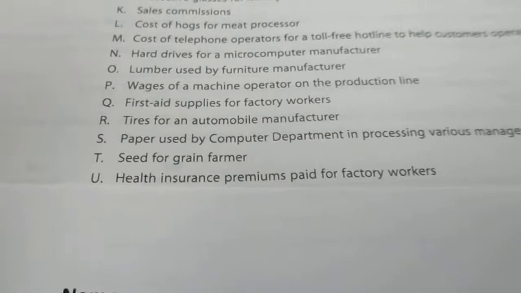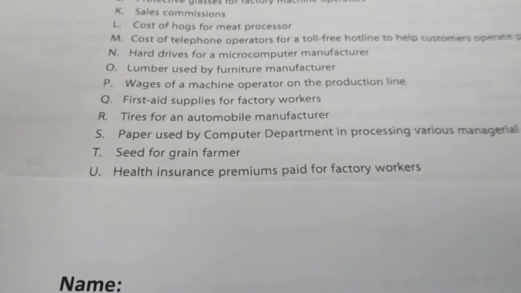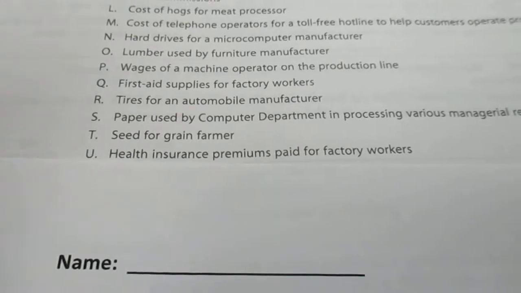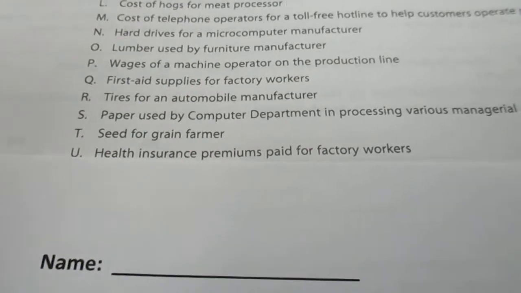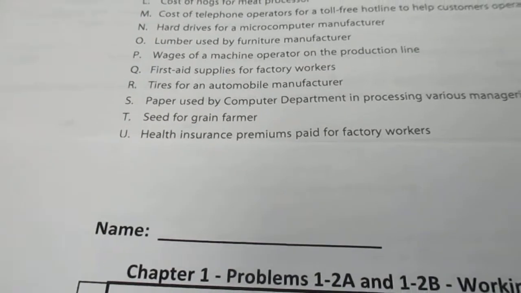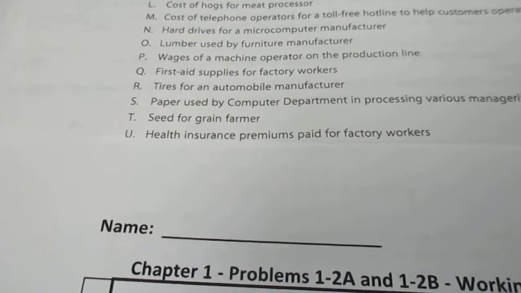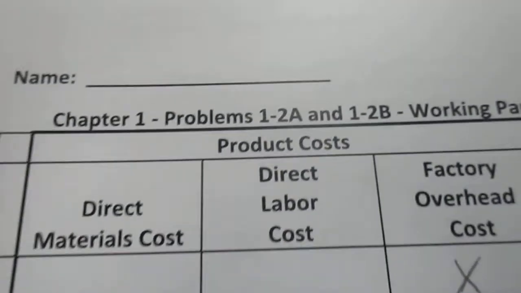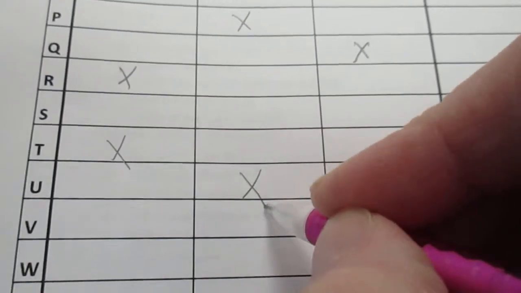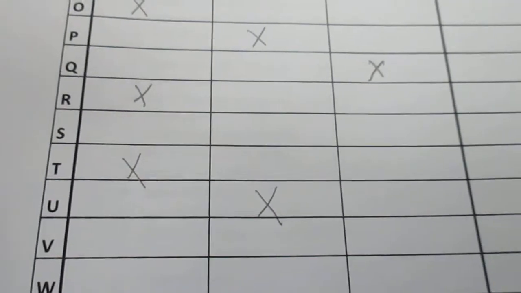Letter U, health insurance premiums paid for factory workers. Again, we're talking about factory workers, so it has to fall in one of the first three. Health insurance is actually part of labor costs. So it's going to go in that middle one, direct labor costs, for letter U. Because if you think about it, your health insurance is going to come out of your paycheck, so that's going to fall under labor.